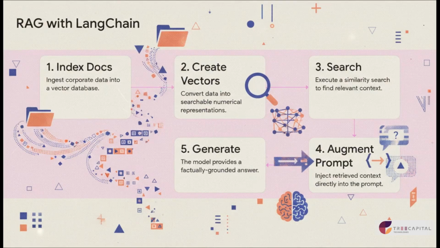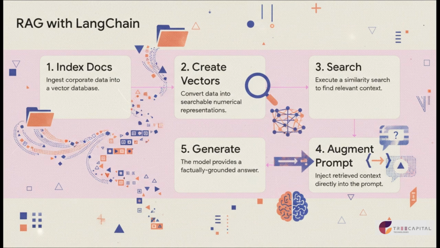So how does this magic actually work? It's a pretty straightforward process, really. Anvin works beautifully with tools like LangChain to make this happen. First, you feed it your company documents. Then, it creates what are called vector embeddings. That sounds complex, but it's really just turning your data into a special format the AI can search instantly.